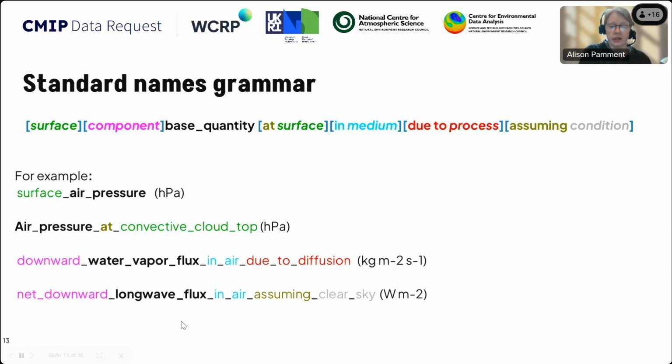And then finally, we have this qualifier of assuming. This is used quite a lot, I find, in radiative names. So where we're applying an extra condition to the standard name. So net downward long wave flux in air, assuming clear sky. So these are quite long strings, but the idea is to be as precise as possible about describing the scientific variable, and to be as unambiguous as possible, even if it does lead to quite a long string sometimes.